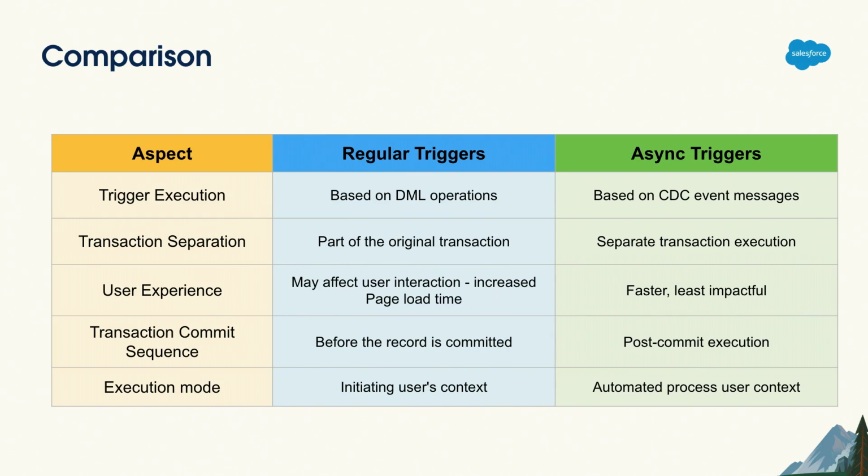And the last one, which is important if you're worried about data visibility and security, which is one of my favorite topics. With regular triggers, it goes through the user context, whereas with asynchronous triggers, it goes through the automation process user context.